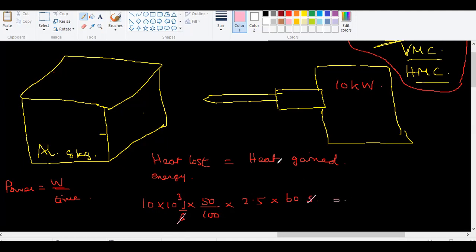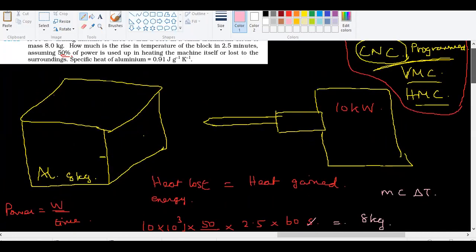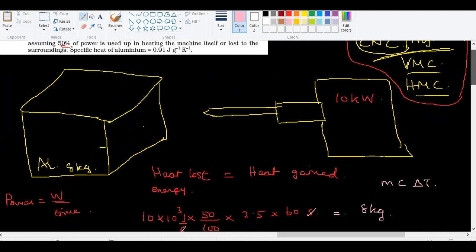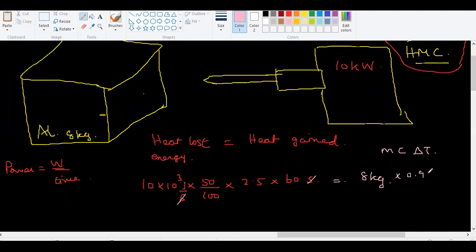Similarly, on the other side, heat gain will be m c delta T. What is the mass of the aluminum block? 8 kg. What is the specific heat capacity of aluminum? It's given as 0.91 joule per gram per Kelvin. You see, this is in kilogram, this is in gram, so I cannot cancel this. That means I have to multiply by 10 power 3 to convert it to grams. Only then I can cancel this. That's why I keep on saying that you have to write the units also. That way, you will not make any mistakes.